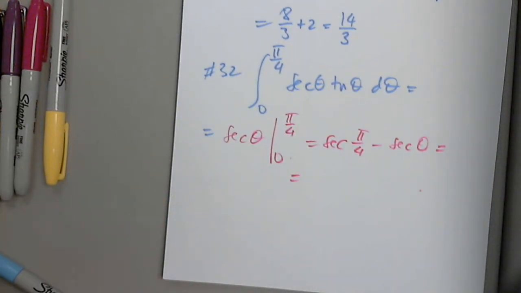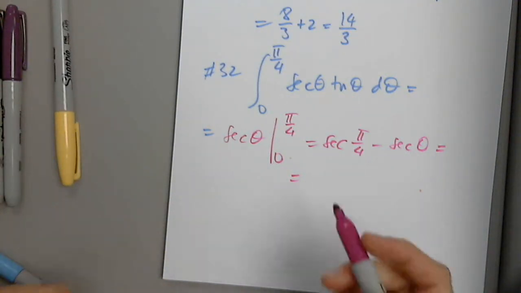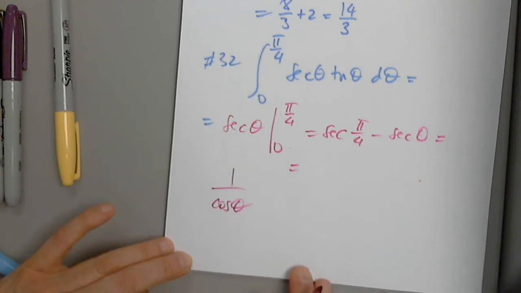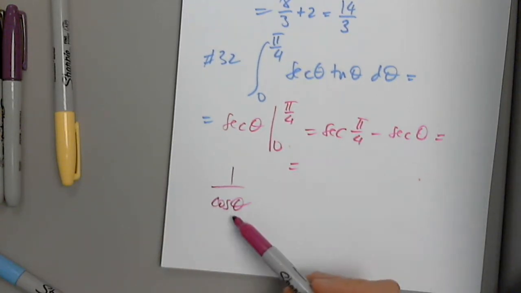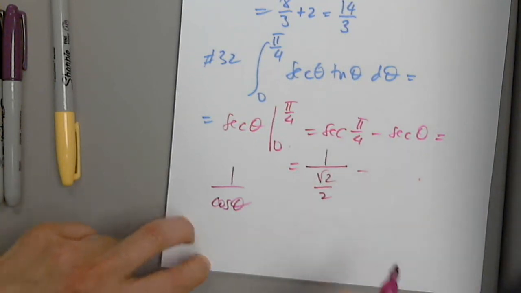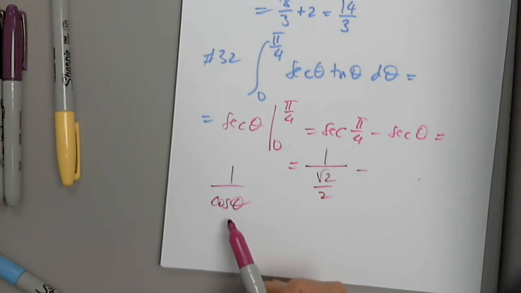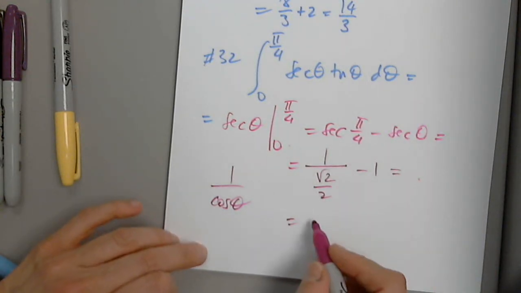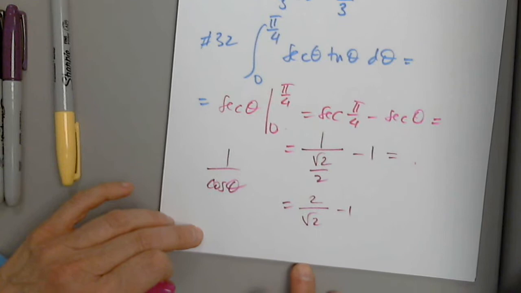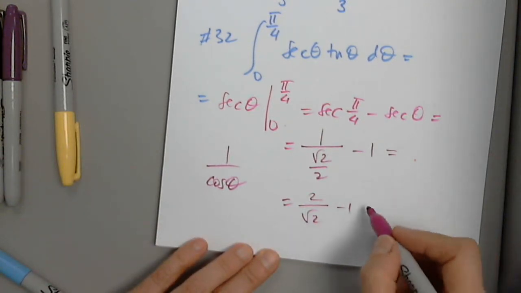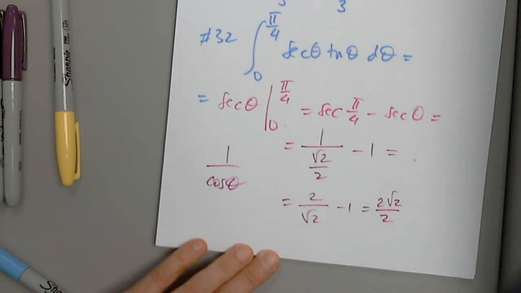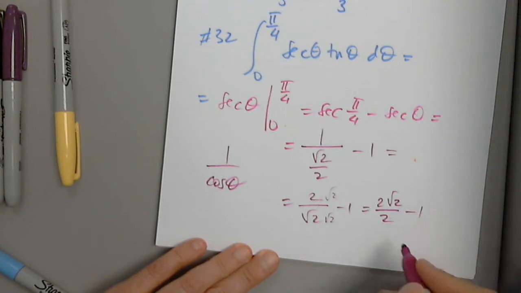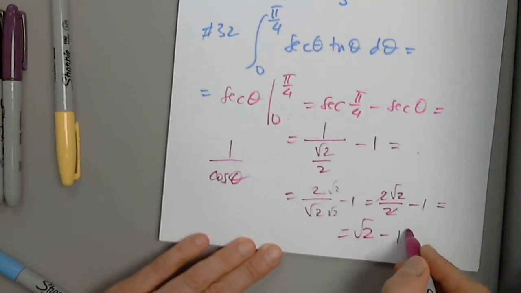Remember, we normally don't think in terms of secant. What we do is change secant into 1 over cosine. So we do know cosine pi over 4, which is excellent. So it's going to be 1 over the square root of 2 over 2, minus, we do know cosine 0 is 1, so 1 over 1 will be negative 1. I flip the denominator because I divide by a fraction: 2 over the square root of 2 minus 1. Yes, we should rationalize this as 2 square root of 2 divided by 2, multiplying by the square root of 2 top and bottom, and minus 1. So the final answer is the square root of 2 minus 1.